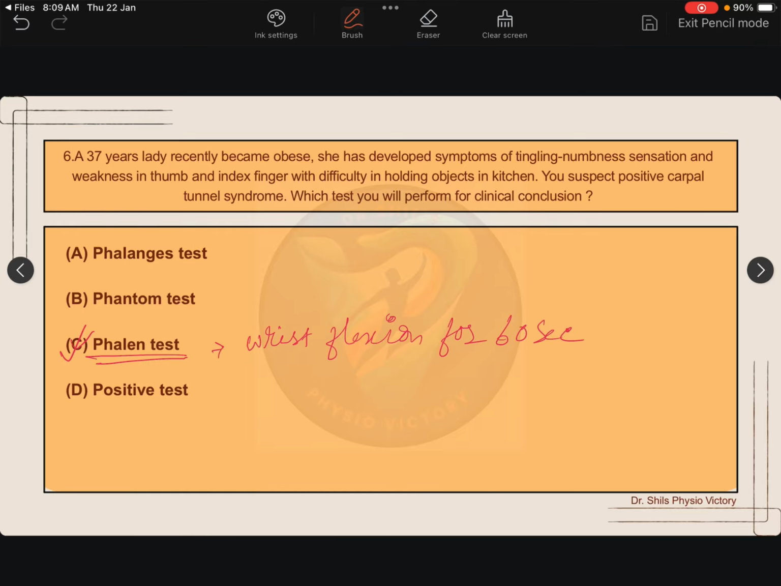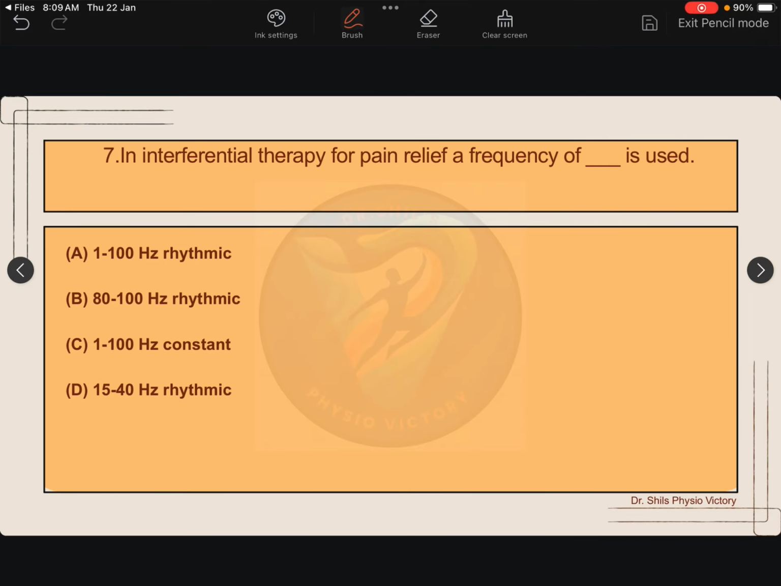Next, come to question number 7. In interferential therapy for pain relief, a frequency of dash is used. Option A, 1 to 100 Hz rhythmic. Option B, 80 to 100 Hz rhythmic. Option C, 1 to 100 Hz constant. Option D, 15 to 40 Hz rhythmic. This is a very important question and frequently asked in different exams. Here the correct answer is option B, 80 to 100 Hz rhythmic.